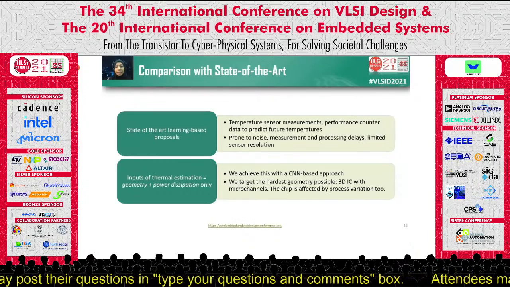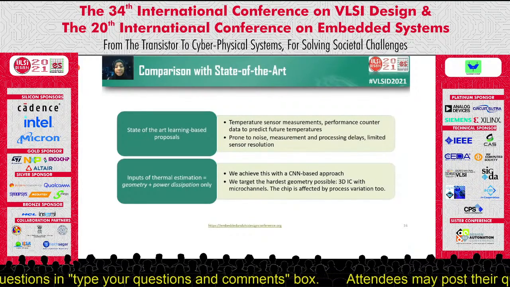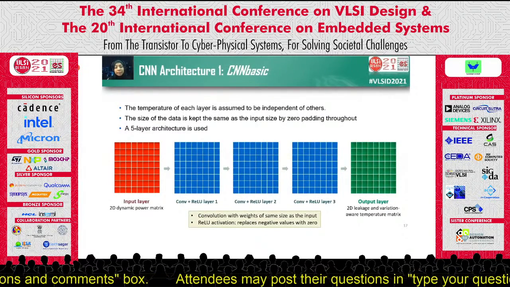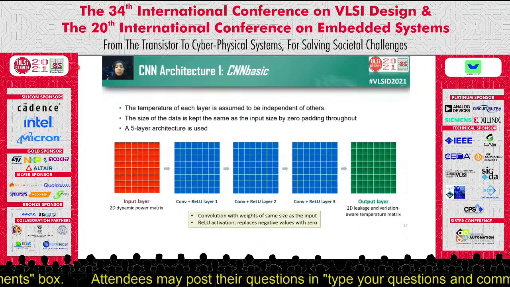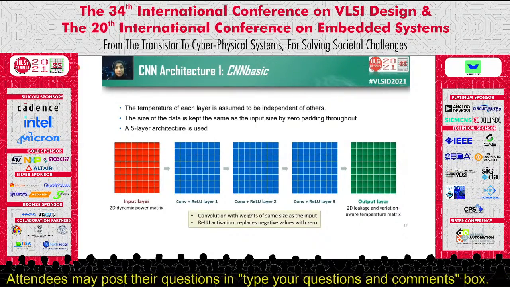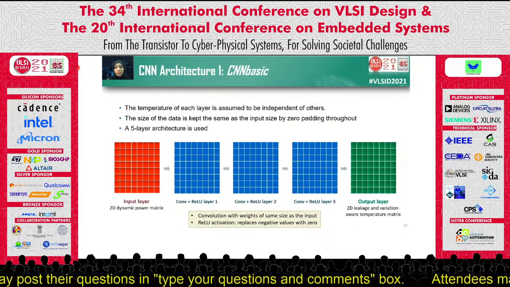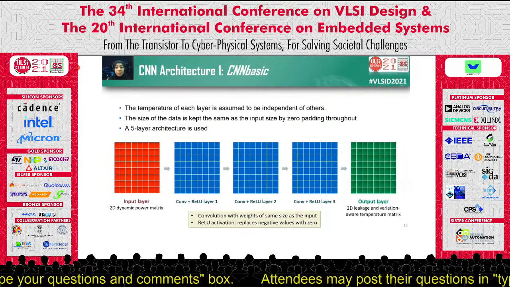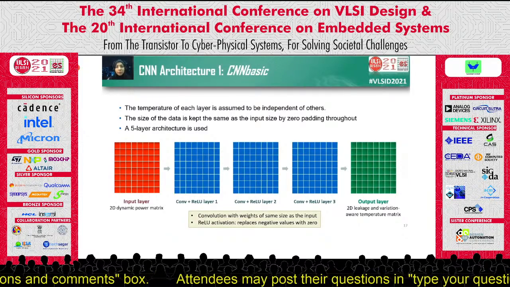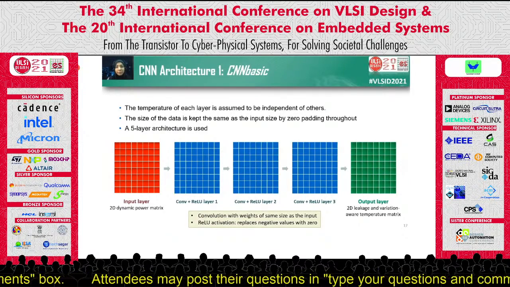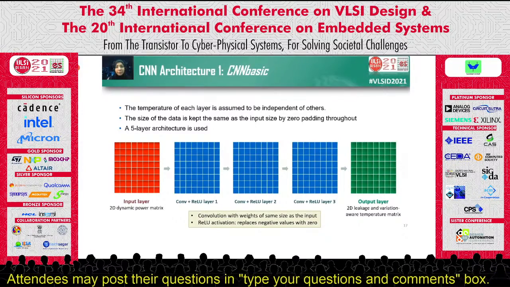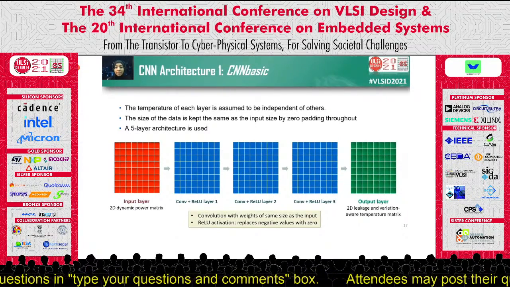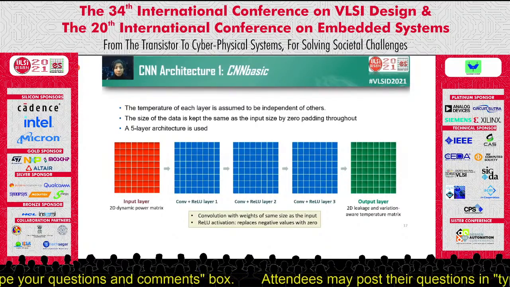First, we have a very basic CNN architecture in which the temperature of each layer is assumed to be independent of all other layers. This is a very simplistic assumption. This results in the power profile of each layer being supplied independently to the input layer. Now, we have multiple convolutional and ReLU layers. We have determined empirically that 3 layers give the best trade-off between complexity and accuracy. And finally, we get the leakage converged temperature values at the output.